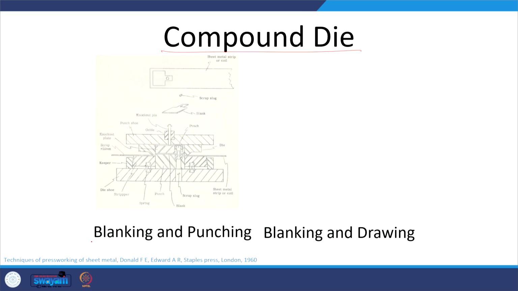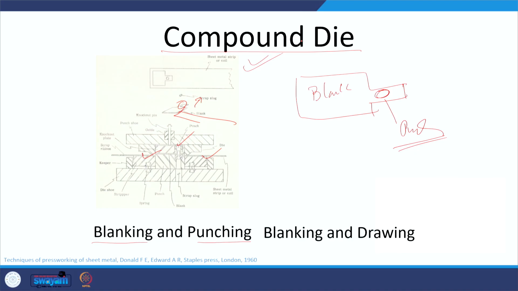Say in case the punching and blanking both are clubbed, in this particular case what we can see, initially there will be blanking and then the punch will be working in order to produce the shape. So, the blank like this is produced and then a hole is produced, that will be producing the scrap. So, both the punching and the blanking is being done. This will be the result of the blank, and then the hole is made by the punching. So, when blanking and punching both are clubbed together, we have the compound die.